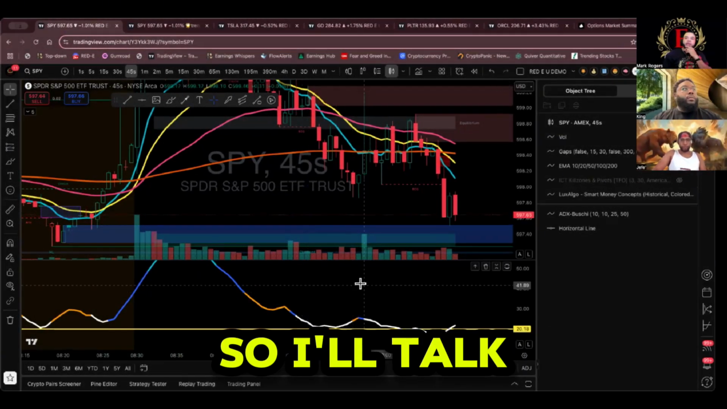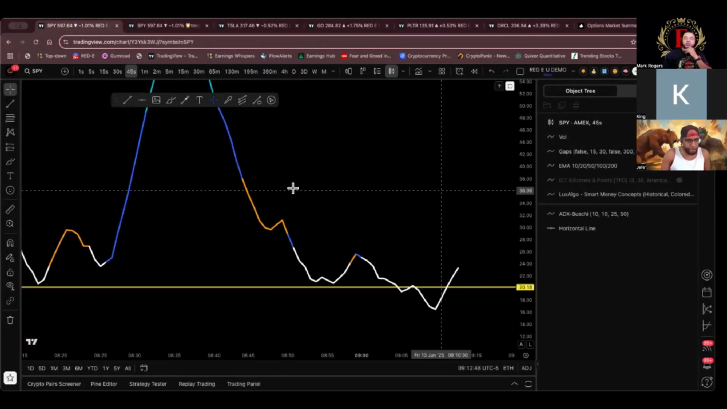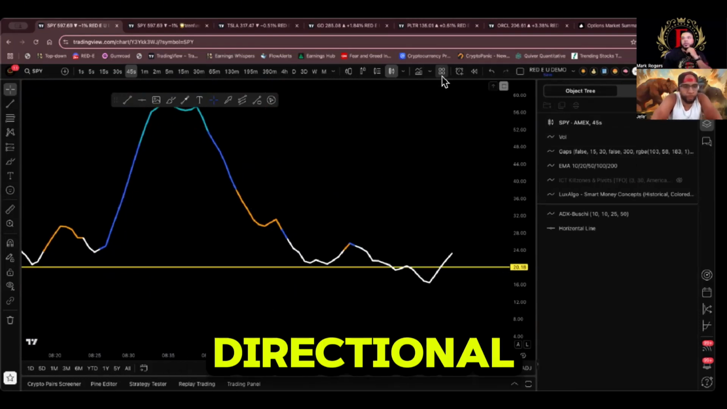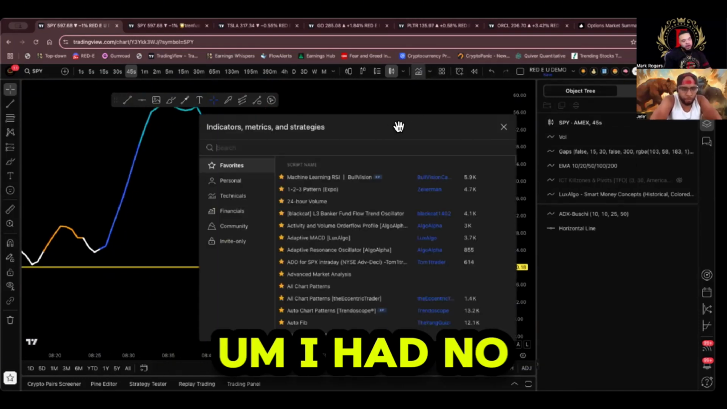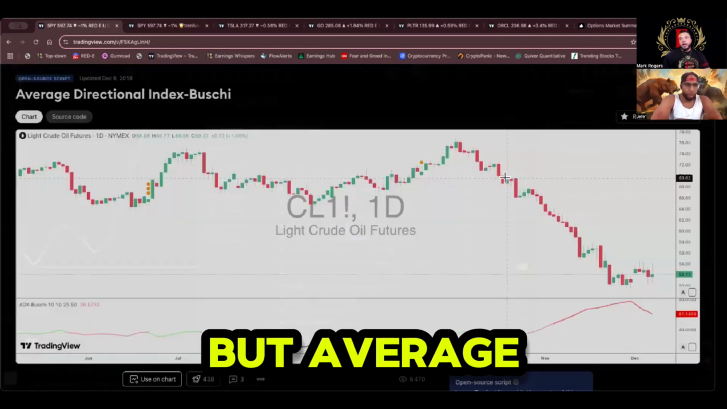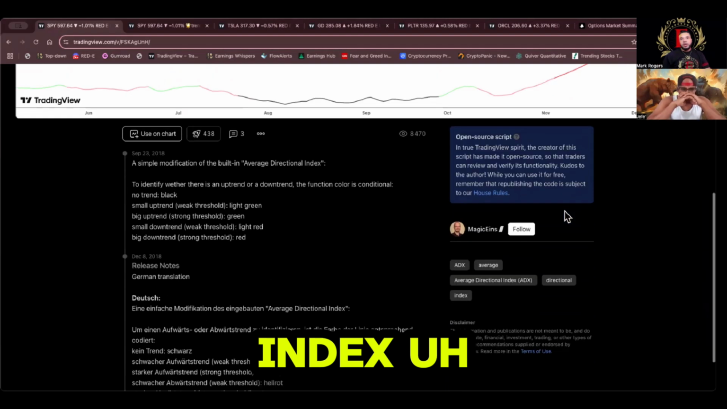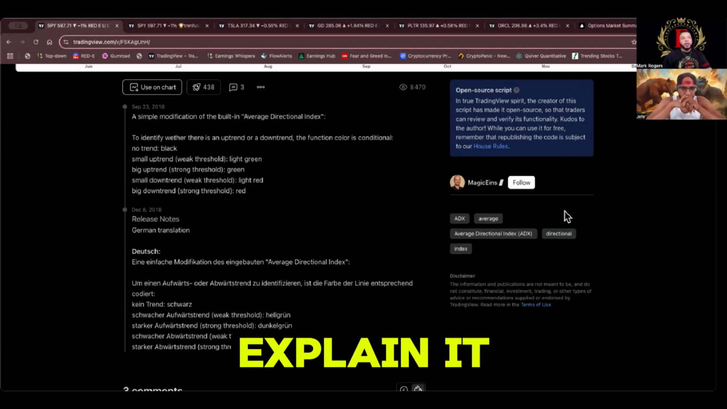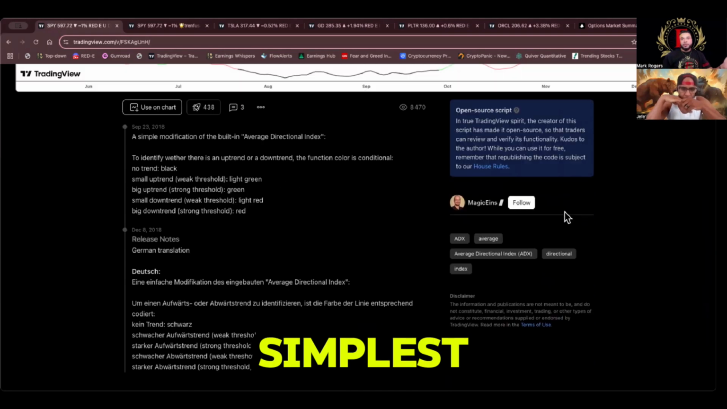So I'll talk a little bit about the average directional index right now. I had no plans on doing this today, but the average directional index is a simple way to identify the trend. And I'm going to explain it and break it down for y'all in the simplest form possible.